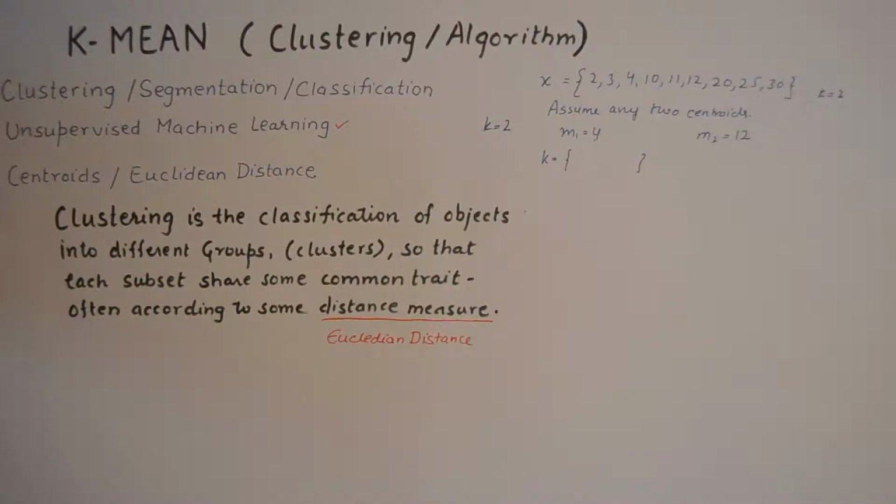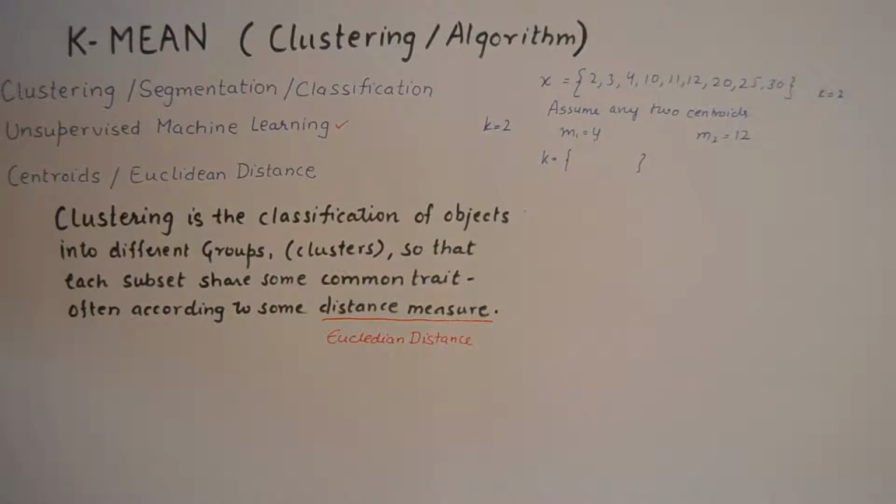Now please understand, k-mean is a very popular technique of segregating data points in the feature space, and it's an unsupervised machine learning technique. I'll tell you in a minute what it means, and it works on the concept of placing centroids and then fine-tuning those centroids to find the minimum Euclidean distance.